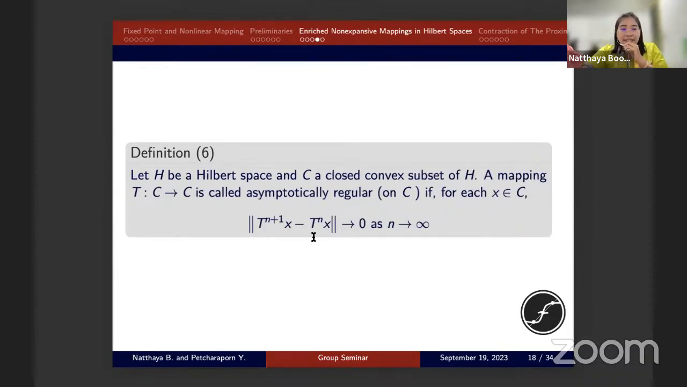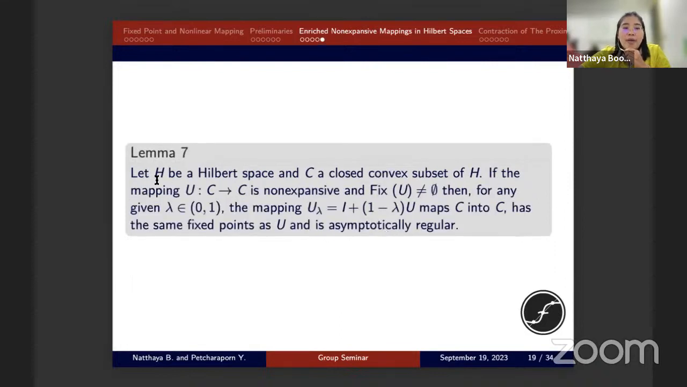And the next definition, when H is a Hilbert space and C is a convex subset of H, a mapping T is called asymptotically regular on C if for each x in C, we have the norm of T^(n+1)x minus T^n x converges to 0 as n converges to infinity.